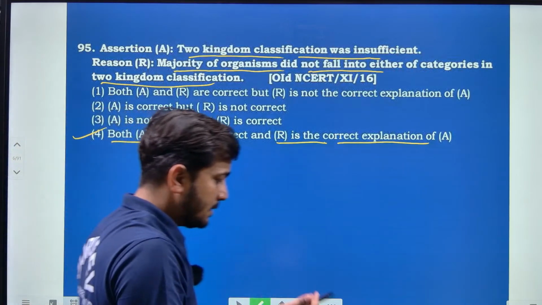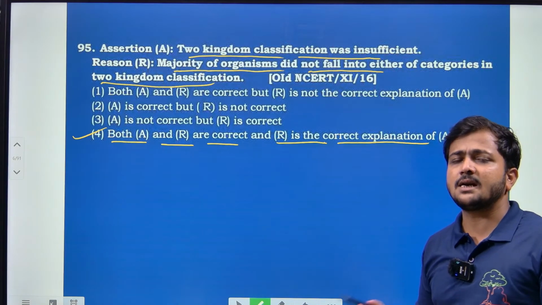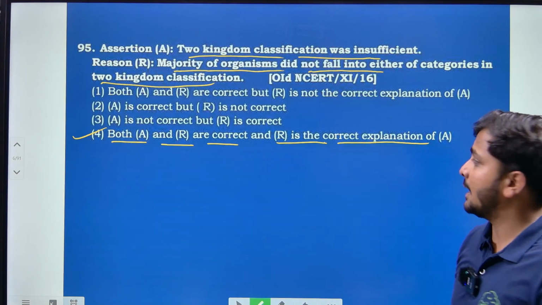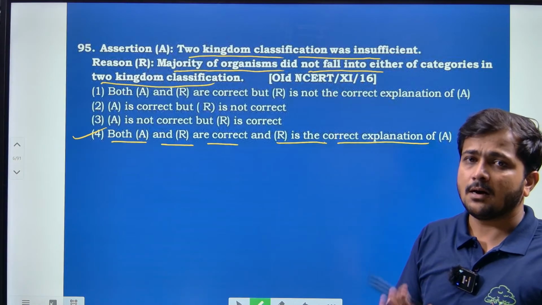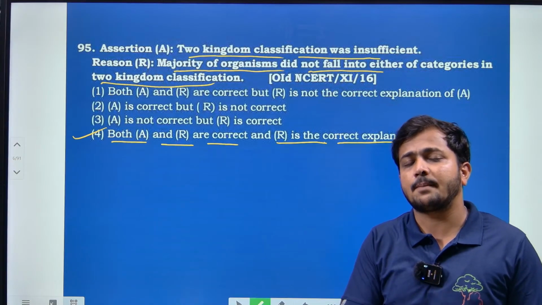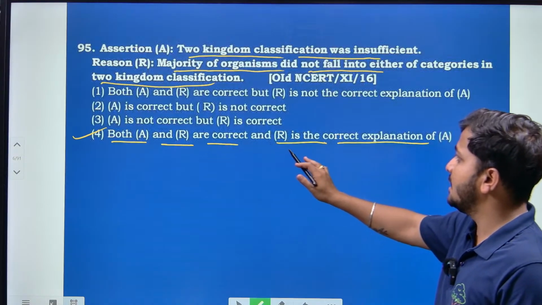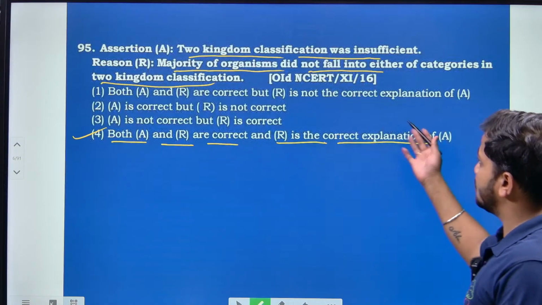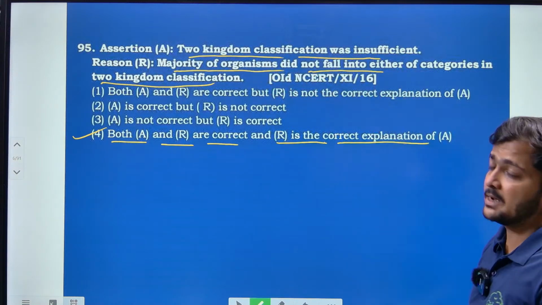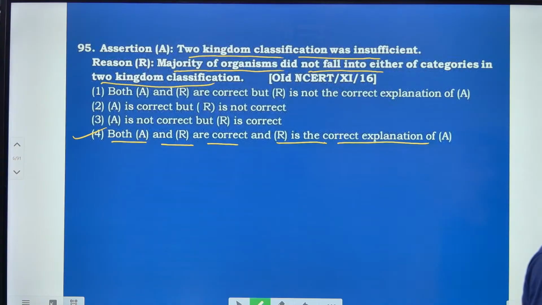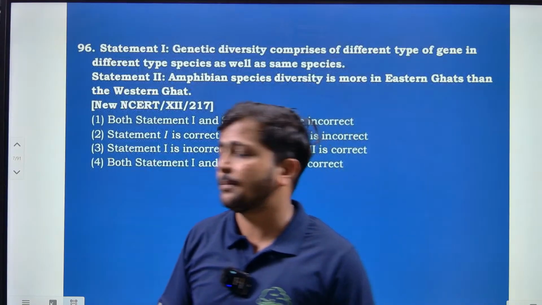The reason, like why the two kingdom classification was related only to plants and animals, right? But the majority of the organisms were not categorized into these characters that they framed regarding plants and animals. So based on that, both assertion and reason are correct. The reason is the correct explanation of this assertion, that two kingdom classification was insufficient, right? Because there were so many organisms left out to classify and add into the groups, right?